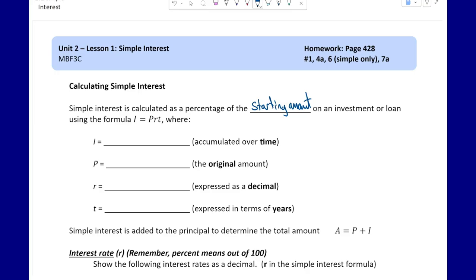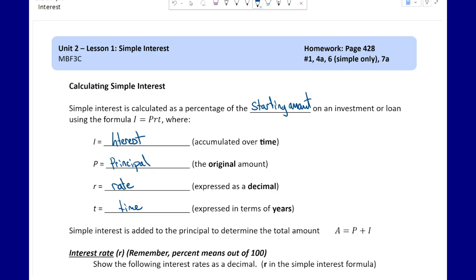So it's calculated as a percentage of the starting amount on an investment or loan using the formula I equals PRT, where I is the interest, which is accumulated over time. P is what we call the principal, or the original amount. R is the rate, or the interest rate, expressed as a decimal. And T is the time, and we express it in terms of years.